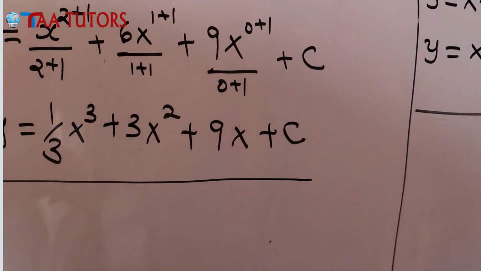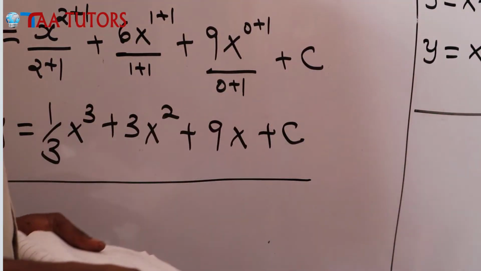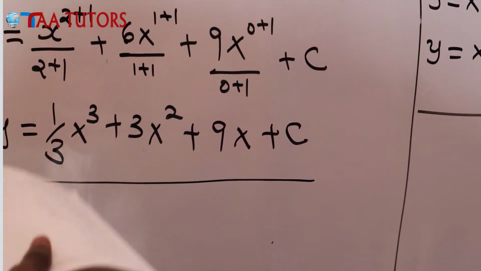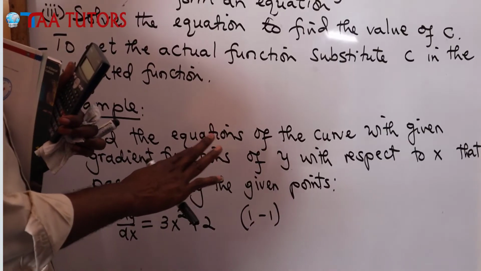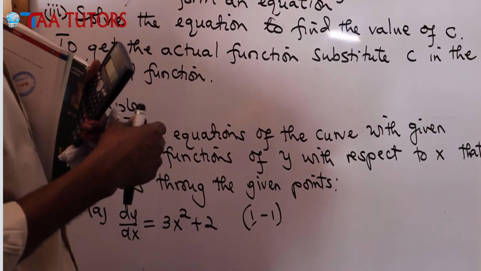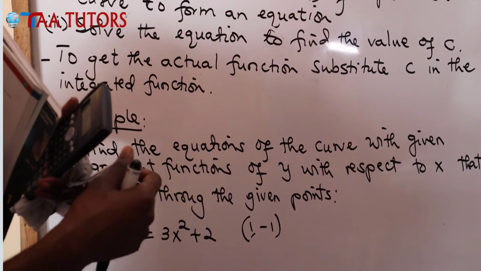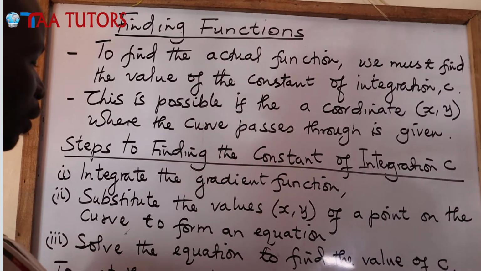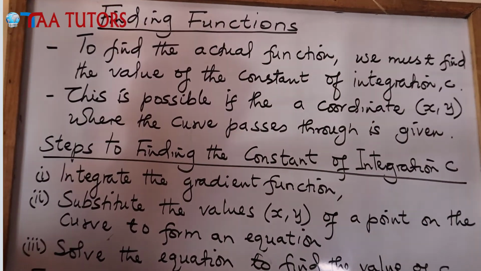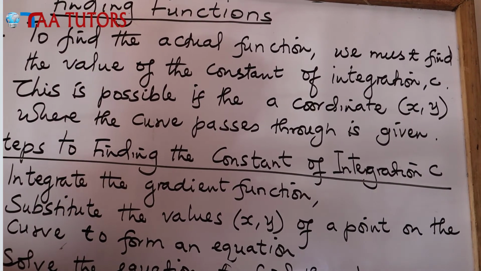So viewers, we have known how to integrate. In our next lesson, we are going to see how to find the values, how to get a function. C is given as an arbitrary value. We don't know the actual value of C. So in this case, we want to find that value of C, and if we get the value of C, then we can get the actual equation of the curve.